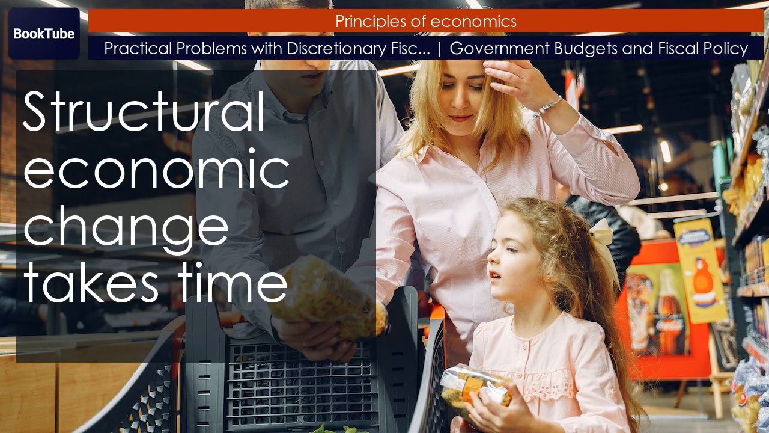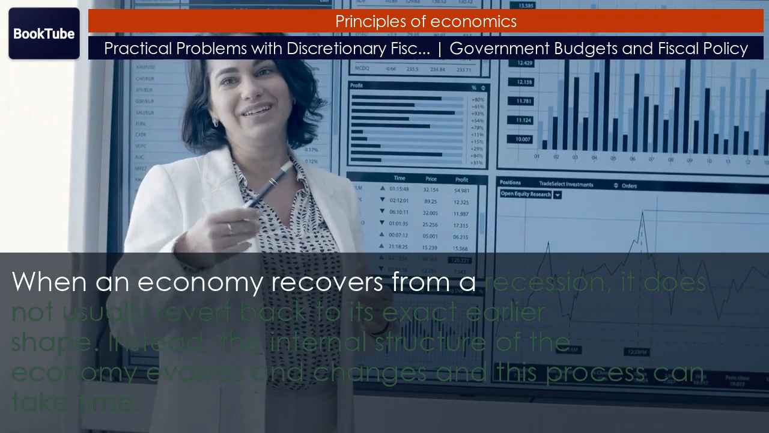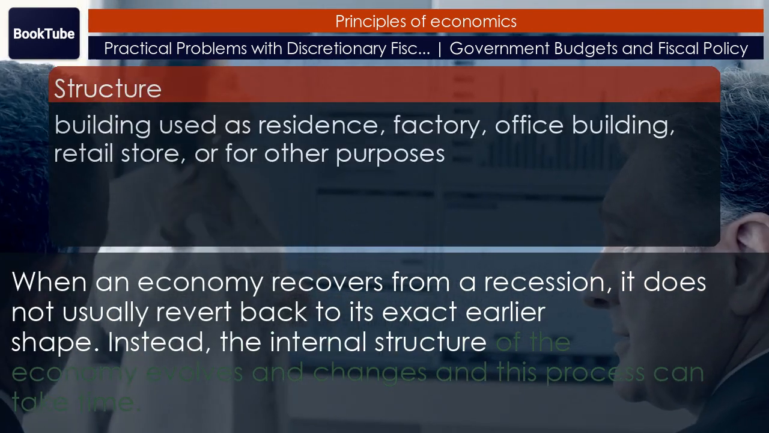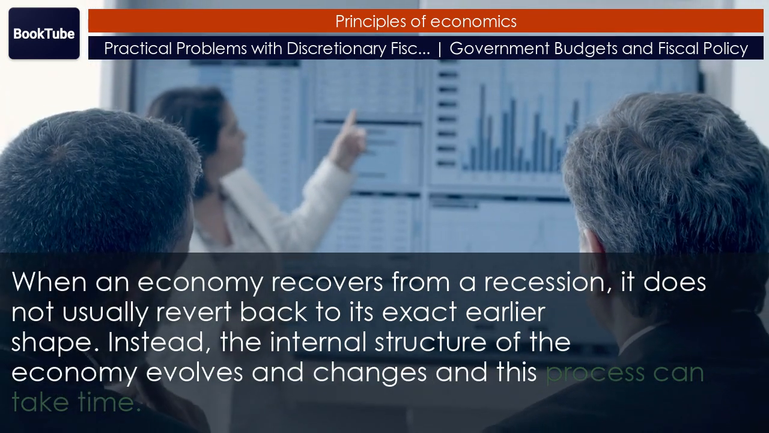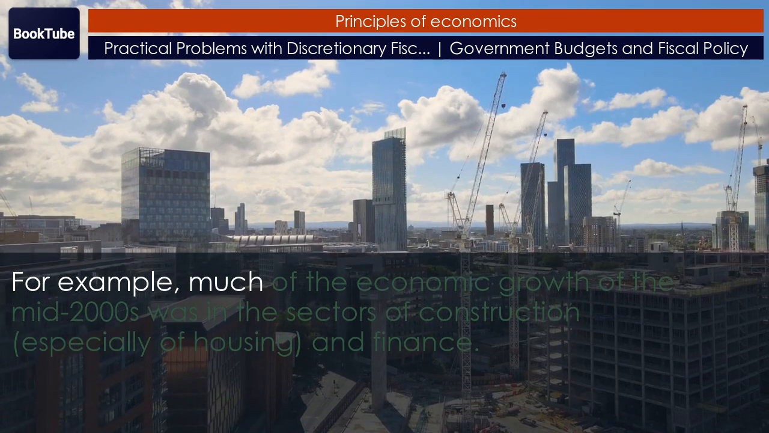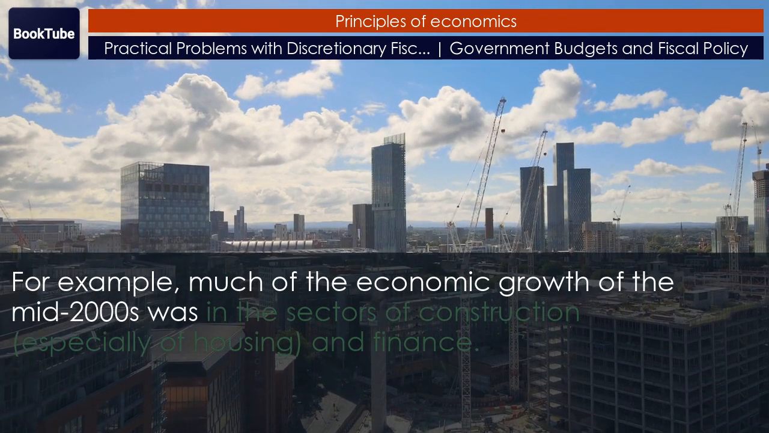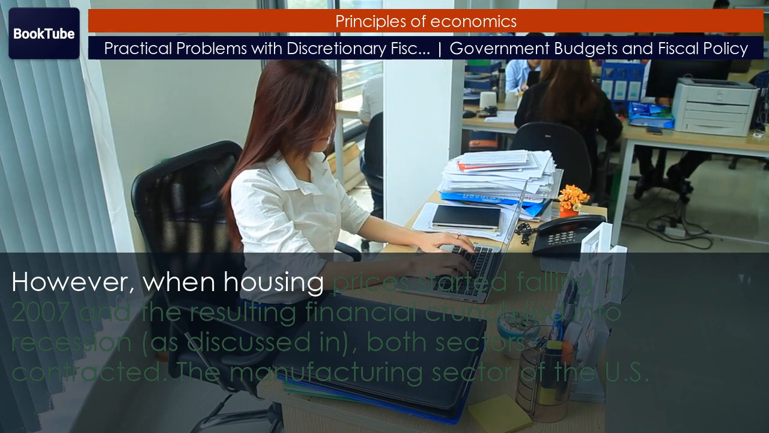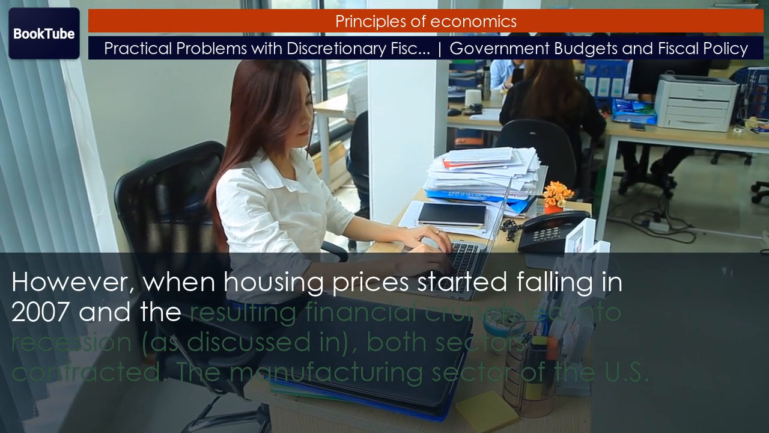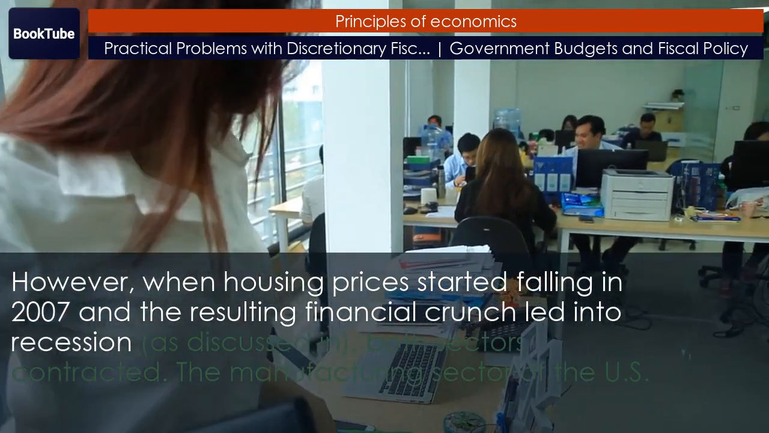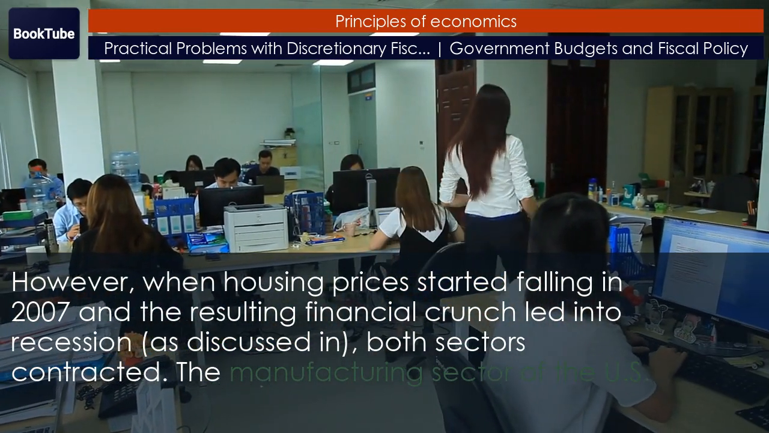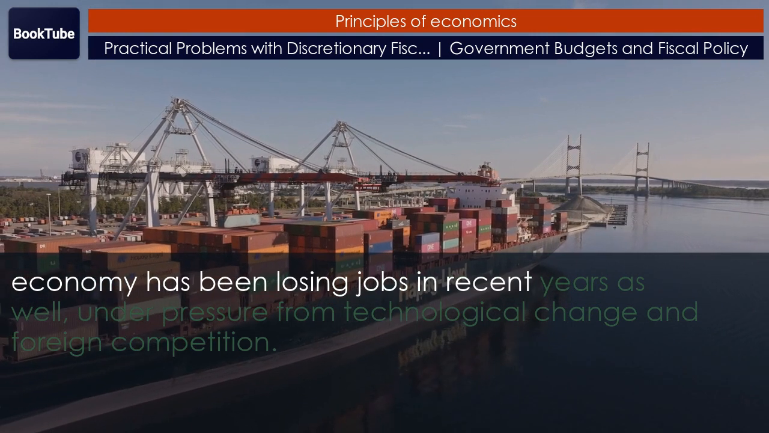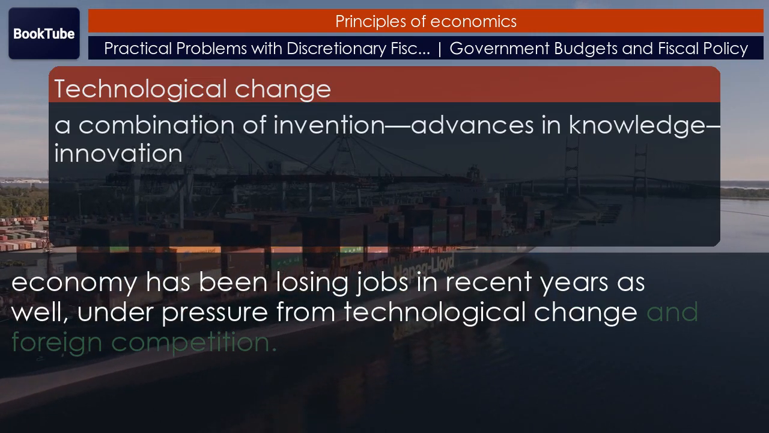Structural economic change takes time. When an economy recovers from a recession, it does not usually revert back to its exact earlier shape. Instead, the internal structure of the economy evolves and changes, and this process can take time. For example, much of the economic growth of the mid-2000s was in the sectors of construction, especially of housing, and finance. However, when housing prices started falling in 2007 and the resulting financial crunch led into recession, both sectors contracted. The manufacturing sector of the U.S. economy has been losing jobs in recent years as well, under pressure from technological change and foreign competition.